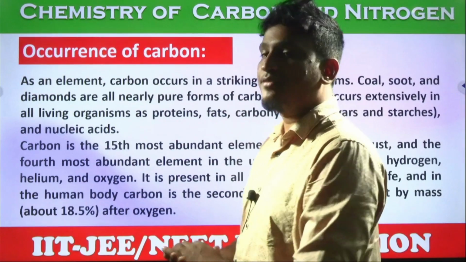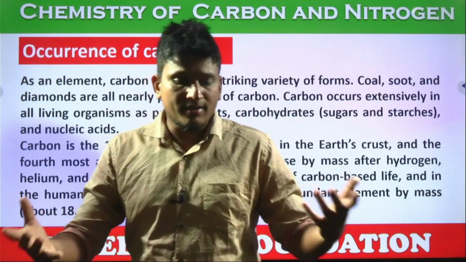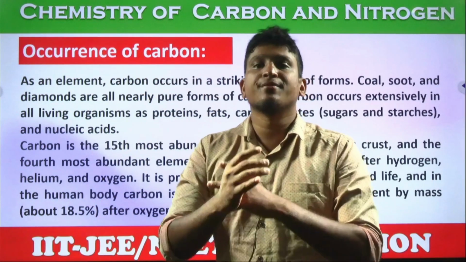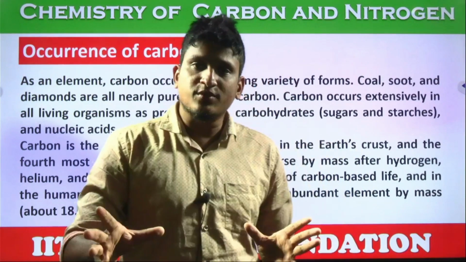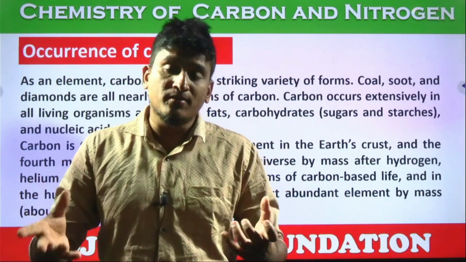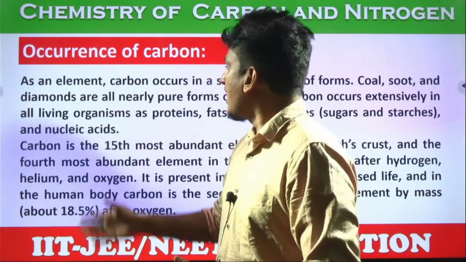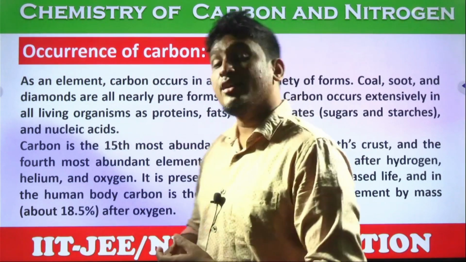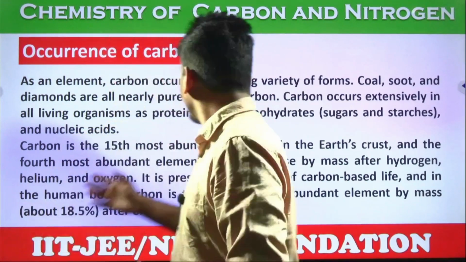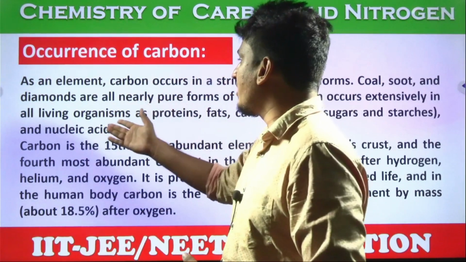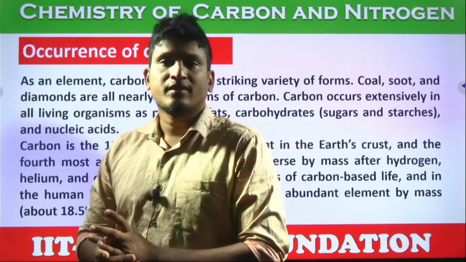Next, occurrence of carbon. Occurrence of carbon is where we can find this carbon. Carbon is everywhere. But is it in the purest form? No. It is in the combined form. Sometimes it is also in the purest form students. For example, as an element, carbon occurs in a striking variety of forms, like coal, soot, and diamond, which are all pure forms of carbon.